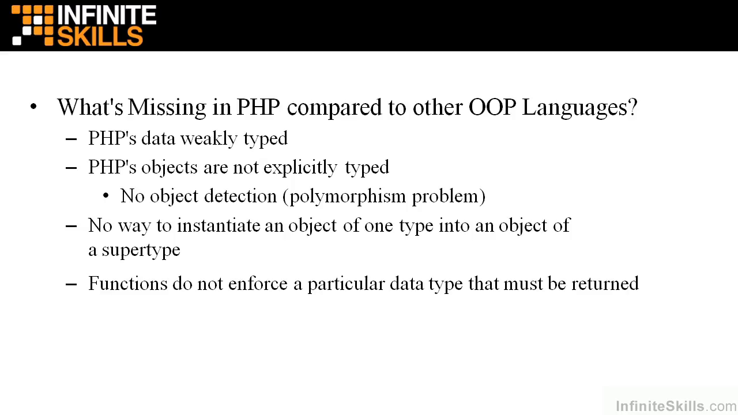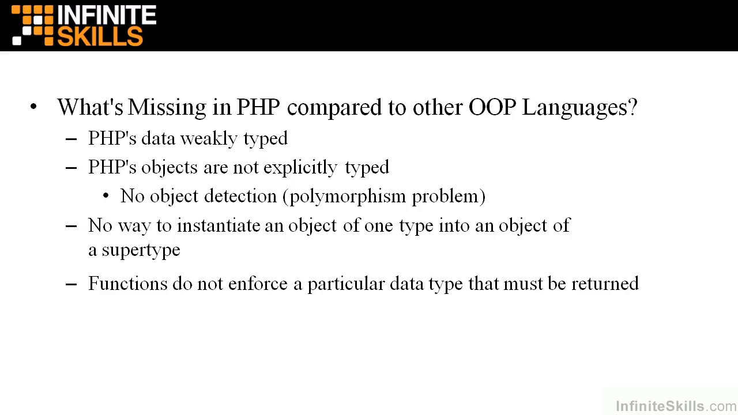There is no way to instantiate an object of one type into an object of a supertype. A supertype is a class that we inherit from. In Java and these sorts of object-oriented languages, we can stuff a lower-end object, lower on the inheritance chain, into something that's higher on the inheritance chain, and then deal with it through object detection. You can't do that in object-oriented PHP.